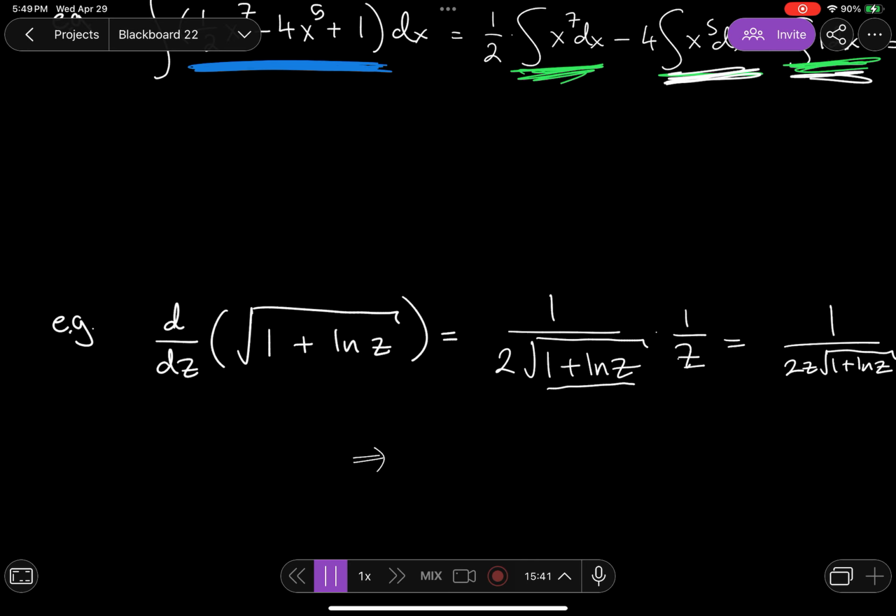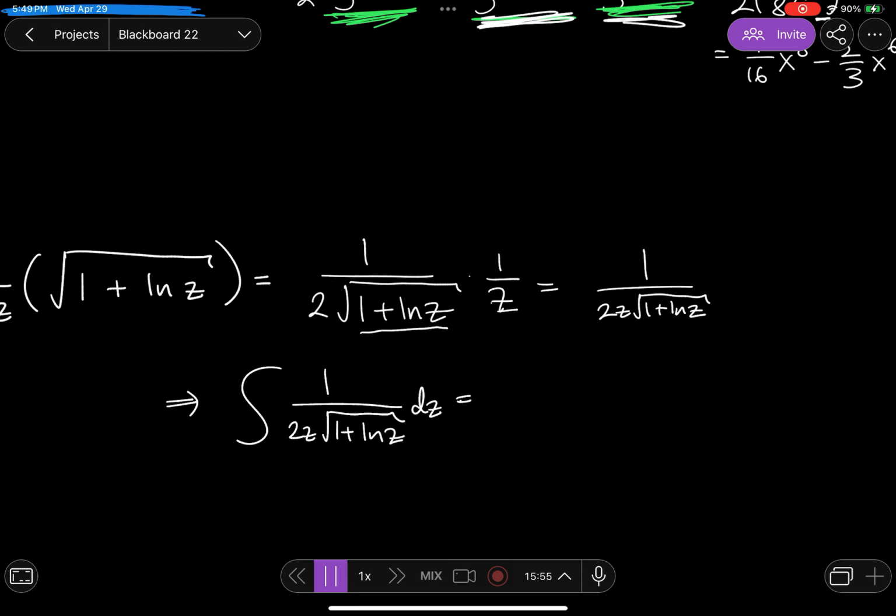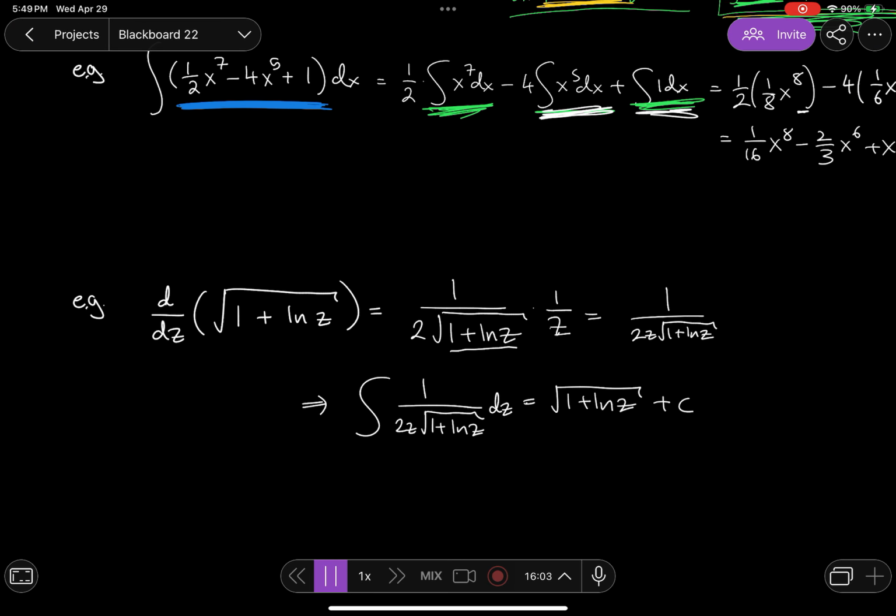That implies that the antiderivative of 1 over 2z times the square root of 1 plus the natural log of z, dz, is equal to the square root of 1 plus the natural log of z plus c. All right, so you see the relationship between this guy and this guy? Well, it's given right here. Here's the green guy. Here's the yellow guy. There's kind of like that inverse relationship between anti-differentiation. Again, that's anti-differentiation and differentiation, of course.